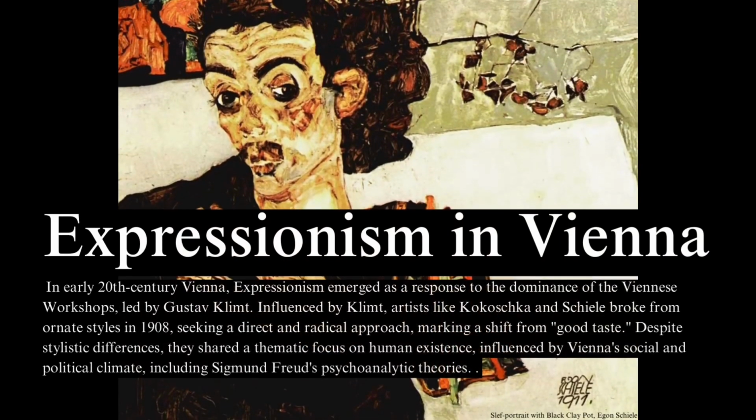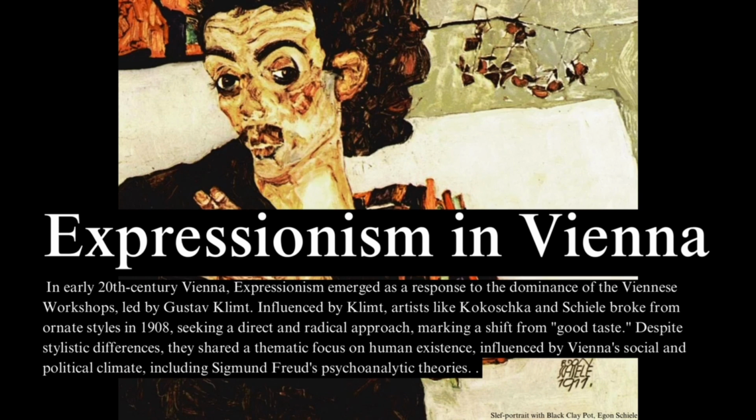The Viennese Expressionism movement emerged as a response to the dominance of Viennese workshops, led by Gustav Klimt. And influenced by Klimt, artists like Kokoschka and Schiele broke away from the ornate styles of post-impressionist movements in 1908, seeking a direct and radical approach, marking a shift from good taste. Despite stylistic differences, they share a thematic focus on human existence influenced by Vienna's social and political climate, including Sigmund Freud's psychoanalytic theories.